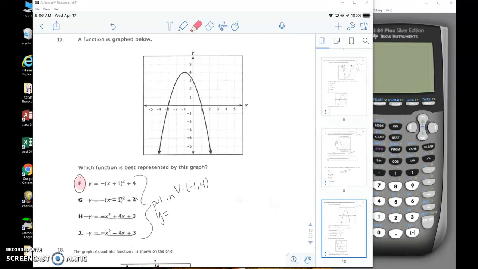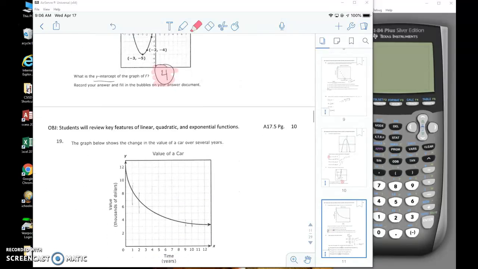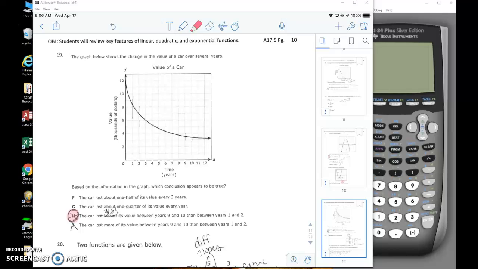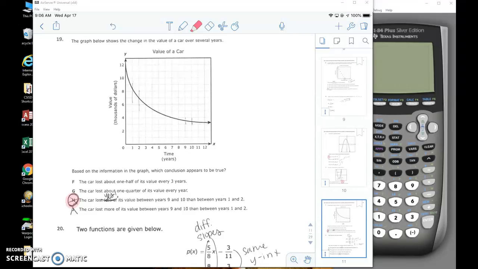Number 17, you should have gotten F. Number 18, you should have gotten 4. On number 19, the correct answer was H. The car loses less value between years 9 and 10 than it does between years 1 and 2.